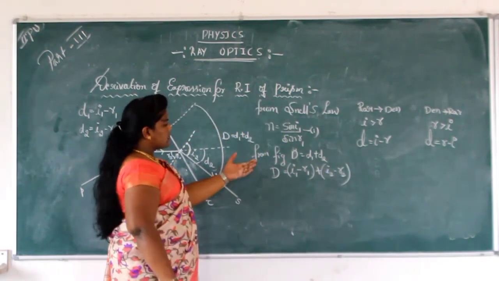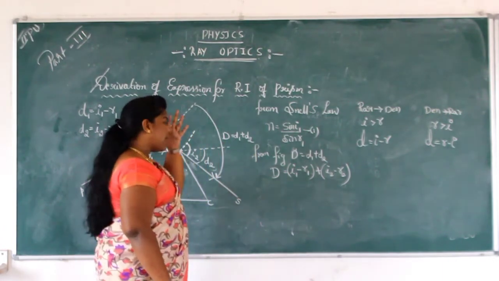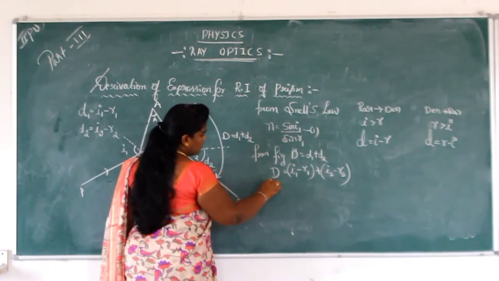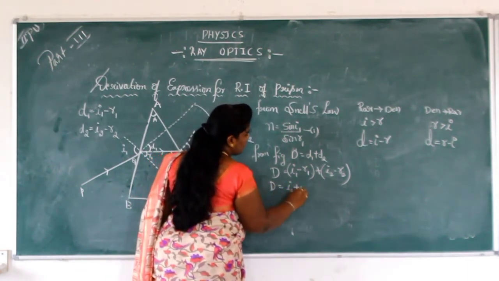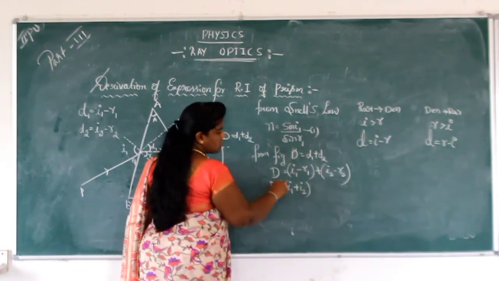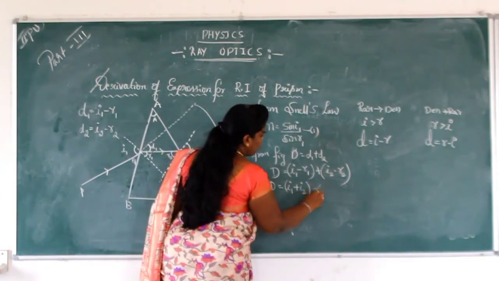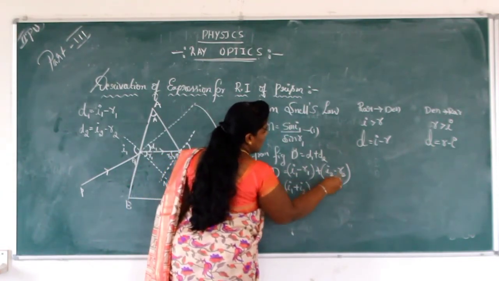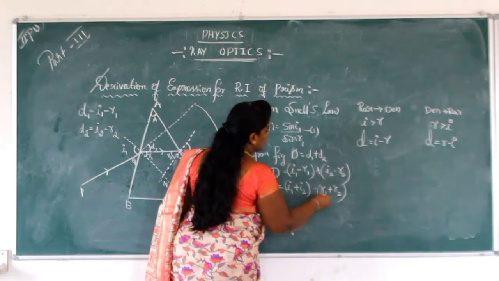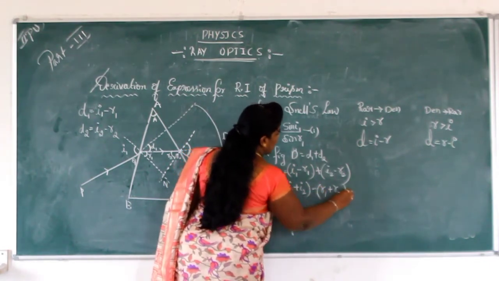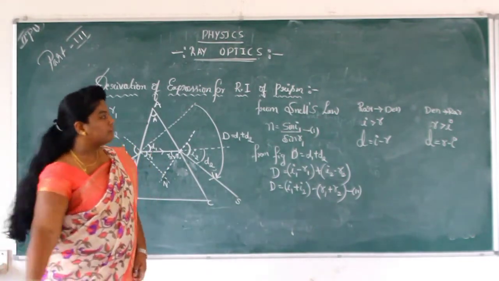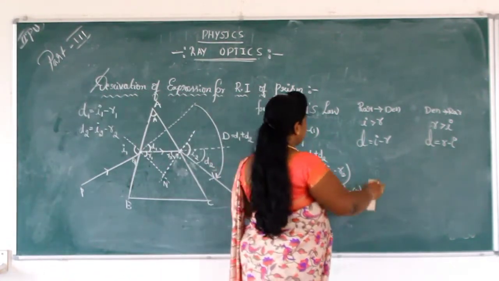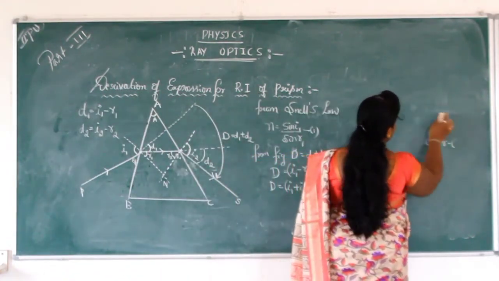Now let us take the items towards one side and items towards another side. So D can be written as I1 plus I2, close the bracket, minus of R1 plus R2. Take it as equation number 2. Still we have to do a lot of things to derive the expression for the refractive index of a prism.